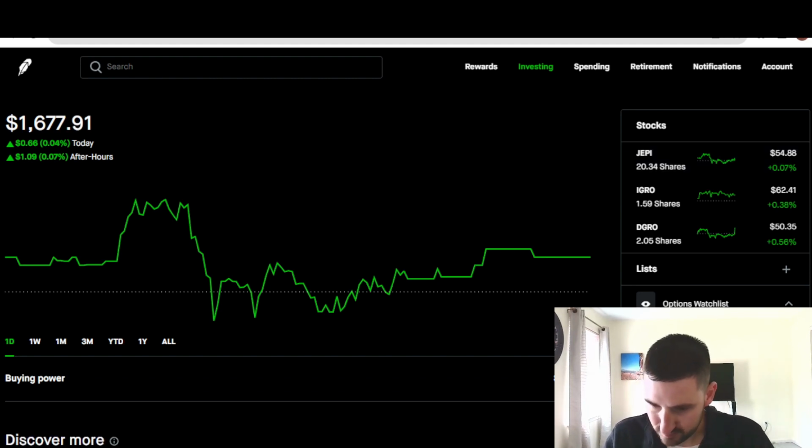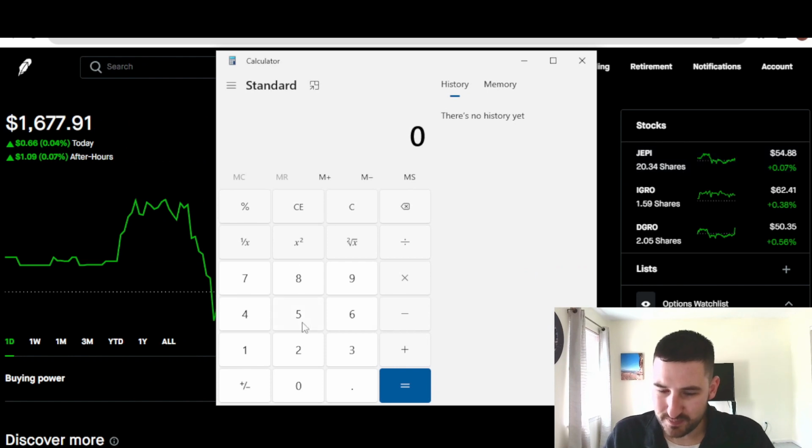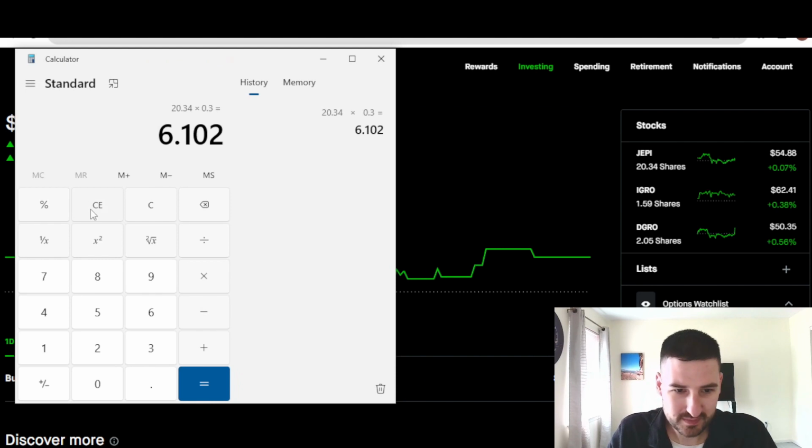But here, as the portfolio currently sits, if we're looking at JEPI, 20.34 shares, I do the very conservative 30 cents a share per month, even though it's been higher than that every single month for the past 2 years. But if we just calculated the conservative 30 cents, look at that. We broke the $6 mark. We were at $6.10 a month in dividends each month from JEPI.